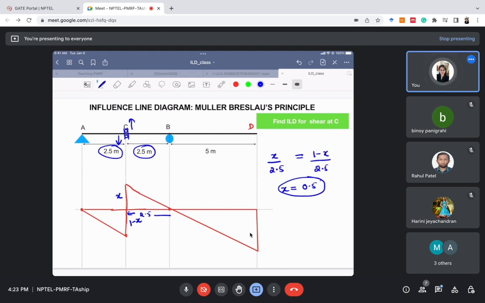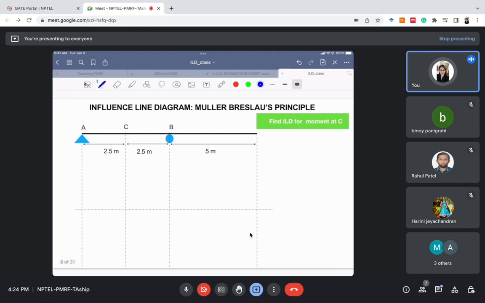So shear is done. Now let's see one problem related to moment as well. In this question, it is asked to determine the ILD for bending moment at point C. The first step is to introduce an internal hinge at that point. So we have introduced an internal hinge at C.